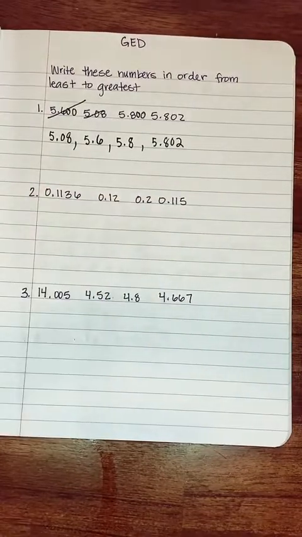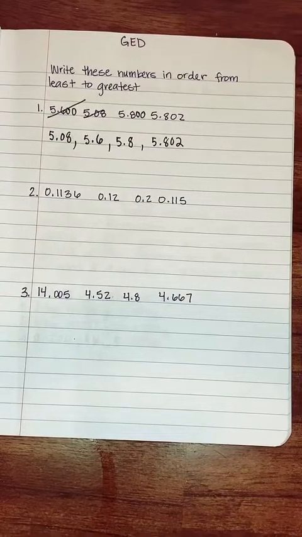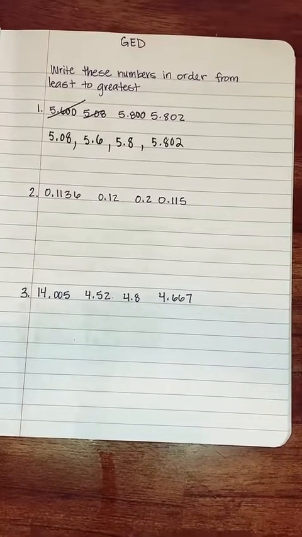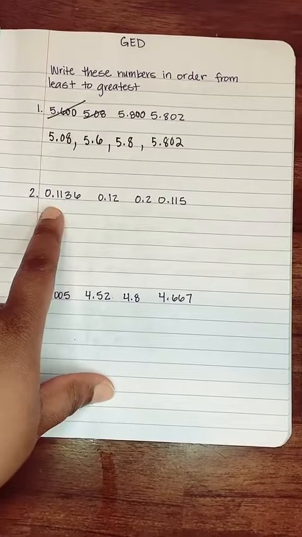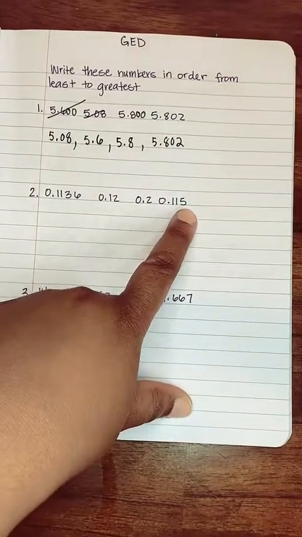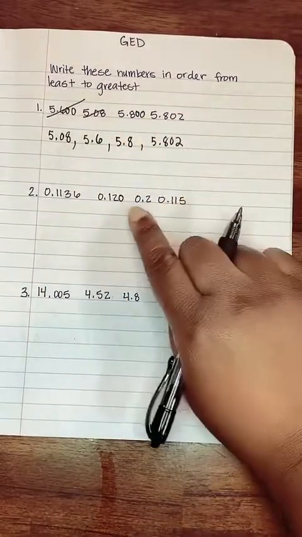Okay, number 2, Pink Banana said we're going to start with 0.115. All right, so let me add my zeros. Let me see. So is 120 smaller than 115? Nope, 115 is smaller. Perfect. So I'm going to do 0.1115.